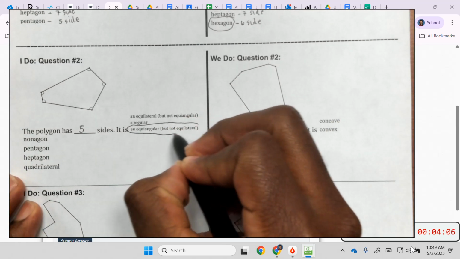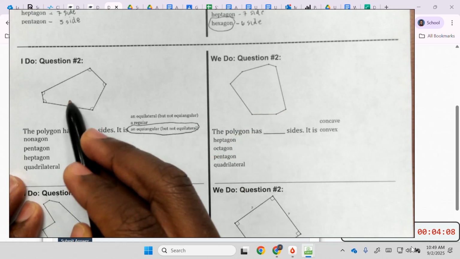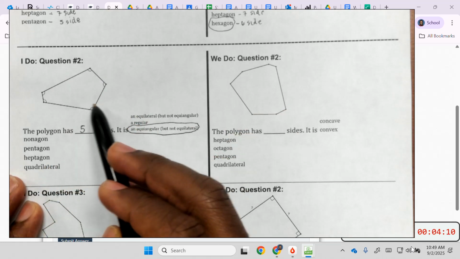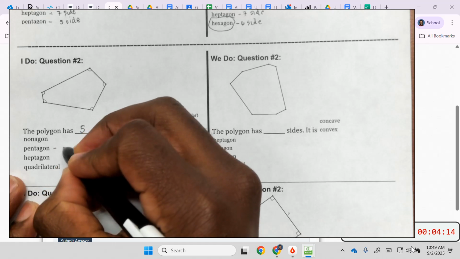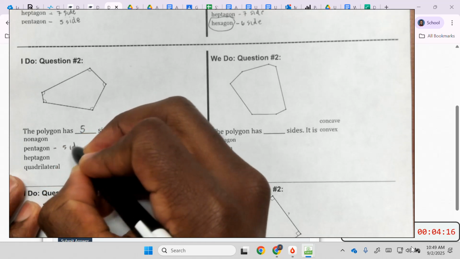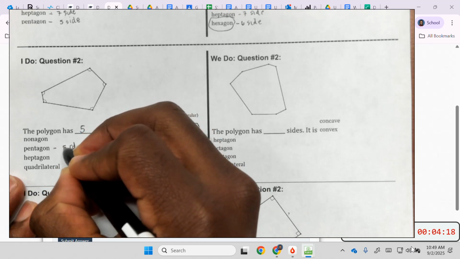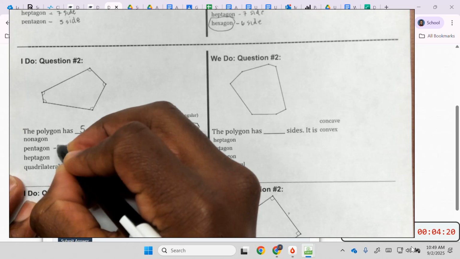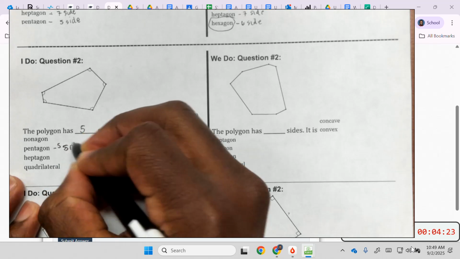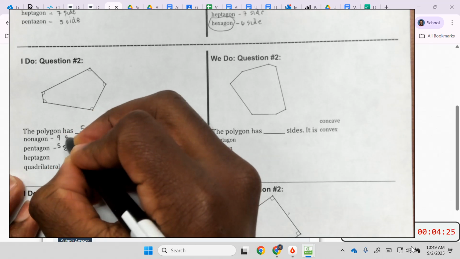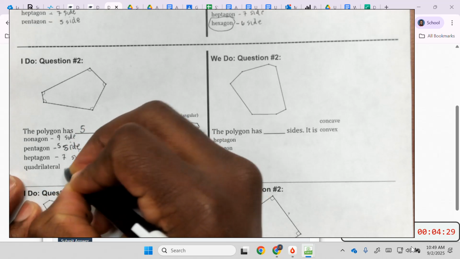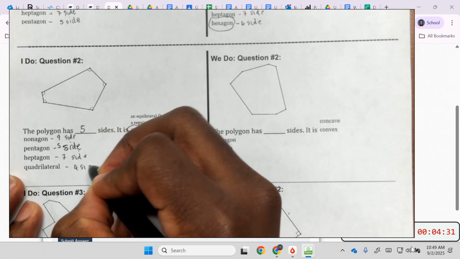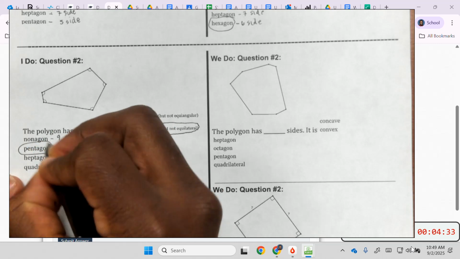This means equal angles, but not equilateral, because they don't have the same line that represents that each of them are congruent. Again, a 5-sided figure is a pentagon. So this is 5 sides. Non is 9 sides, hept is 7 sides, quad is 4 sides. So in this case, it's a pentagon.